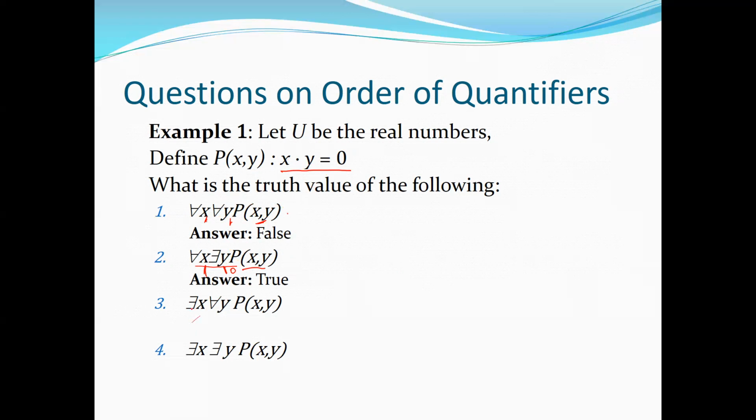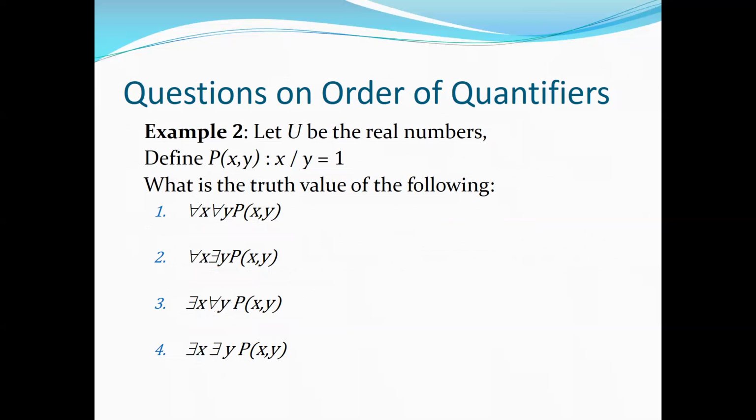Next, there exists some x for all y such that P(x, y) is true. So what do you think? Is it true or false? Now x has only one value: there exists some x, that is 0. For all the values of y, this will be true. Then, there exists some x, there exists some y such that P(x, y). Yes, it is also true, because there is at least one x and at least one y for which this becomes true. So the order of the quantifiers is important when we talk about mathematical and logical expressions.